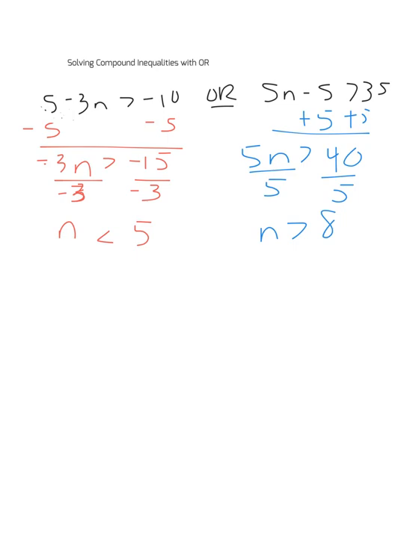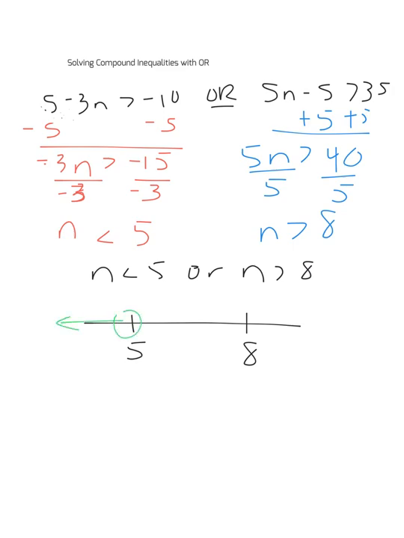So we have our inequality statement, which is n is less than 5 or n is greater than 8. Then our graph, we have a 5 and an 8. And if it's less than 5, it's open, going to the left. If it's greater than 8, it's open and going to the right.